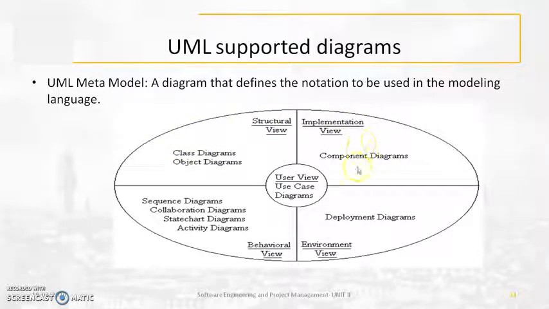Implementation view consists of component diagrams. Deployment view is under environmental views. We consider the deployment diagrams. The behaviorally changing system behavior is shown with the help of sequence, collaboration, state chart and activity diagrams.